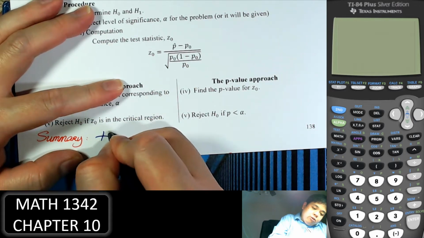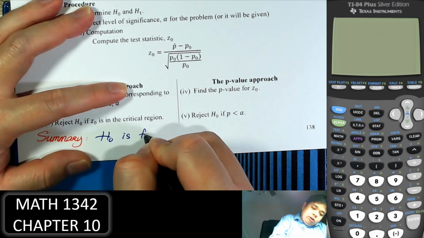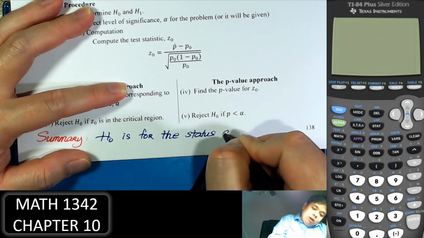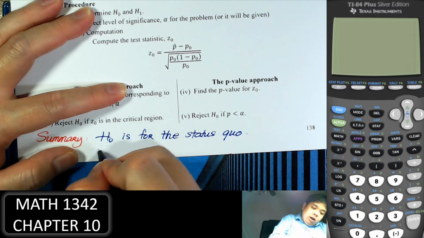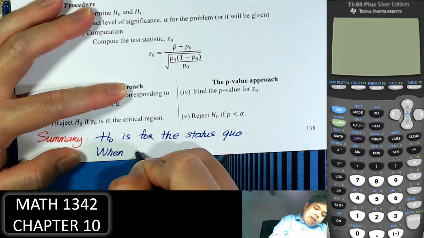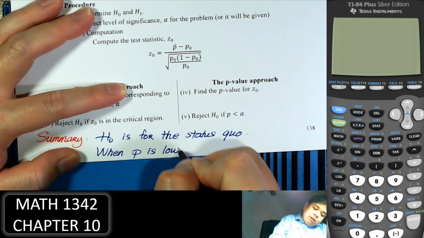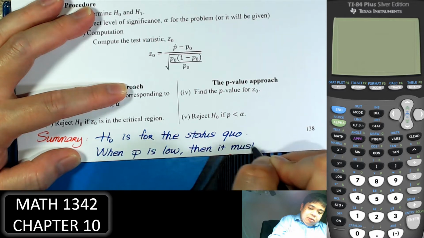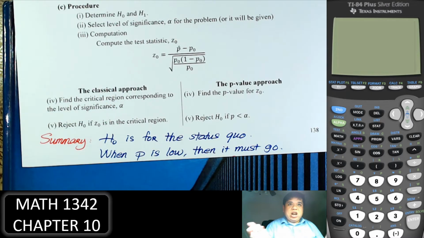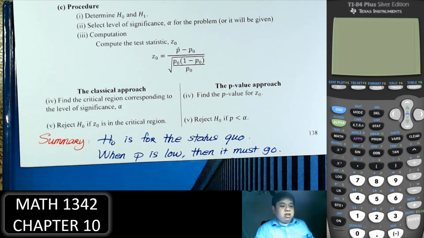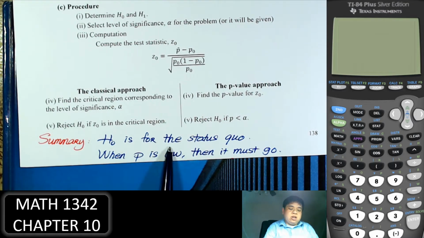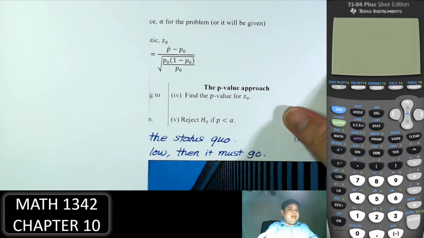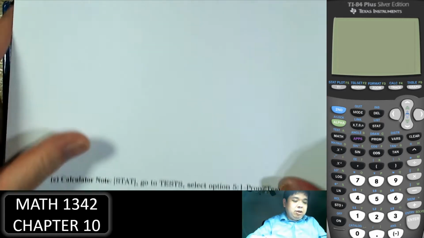Right. H0, the null hypothesis, is for the status quo. When p is low, then it must go, meaning we reject the null hypothesis, reject the H0. So H0 is for the status quo, when p is low, then it must go. Keep that in mind, we'll see that in a moment.